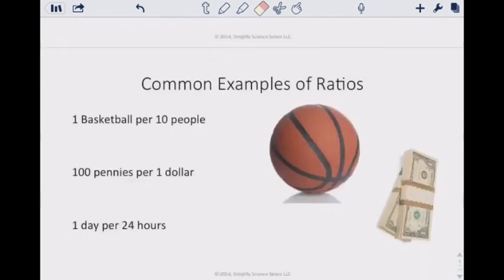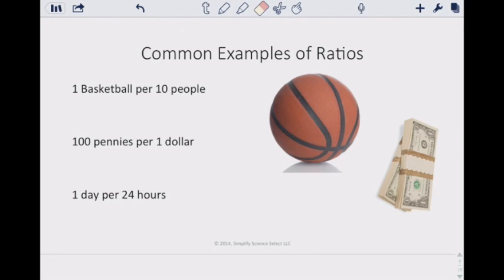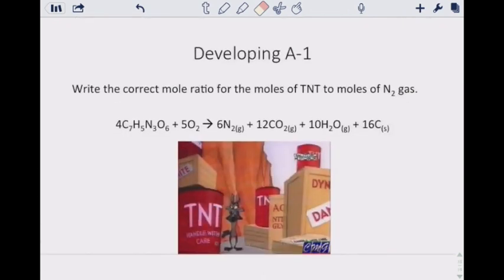So, other common examples of ratios that we see: a basketball game is 1 basketball per 10 people. We know that there's 100 pennies per dollar, and in one day you have 1 day per 24 hours. Those are examples of ratios. That's what the mole ratio is. It's just a ratio comparing two things. But we can use it in dimensional analysis to help us determine amounts of products and reactants.